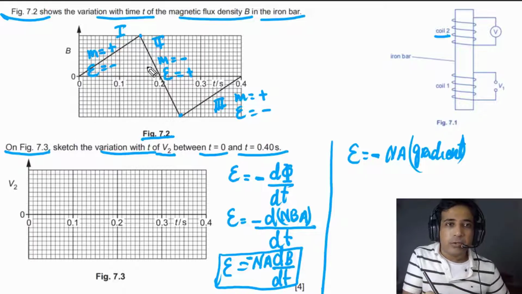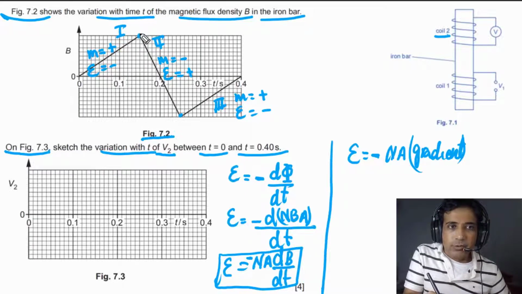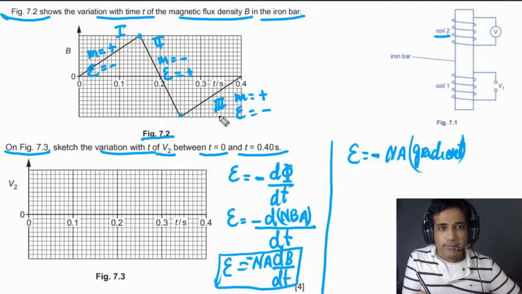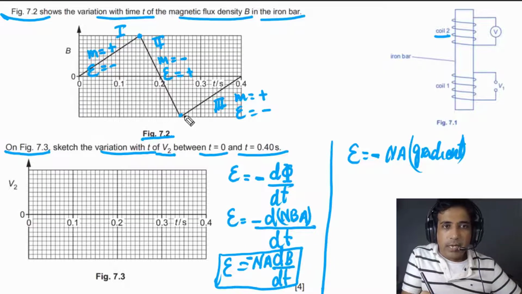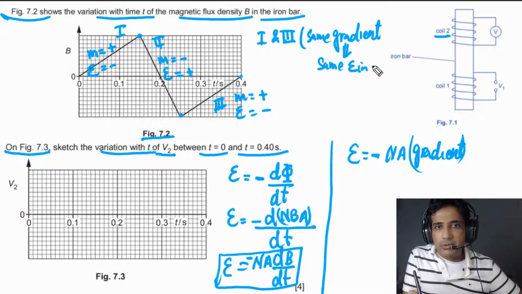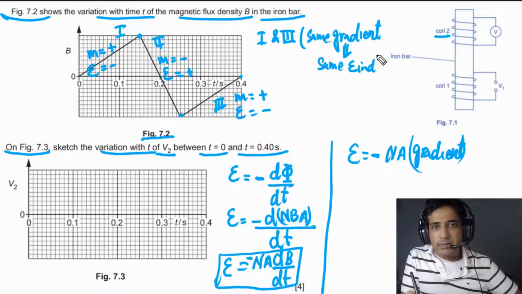And second thing, we need to compare the gradient. So we need to compare gradient of part 1 with part 2 and with third part as well. So if you look at part 1 and if you look at part 3, these two, they have the same gradient. So we can say part 1 and third part, they have same gradient. If gradient is same, it means the magnitude of EMF induced also is the same. So we can say same EMF induced in part 1 and in third part.